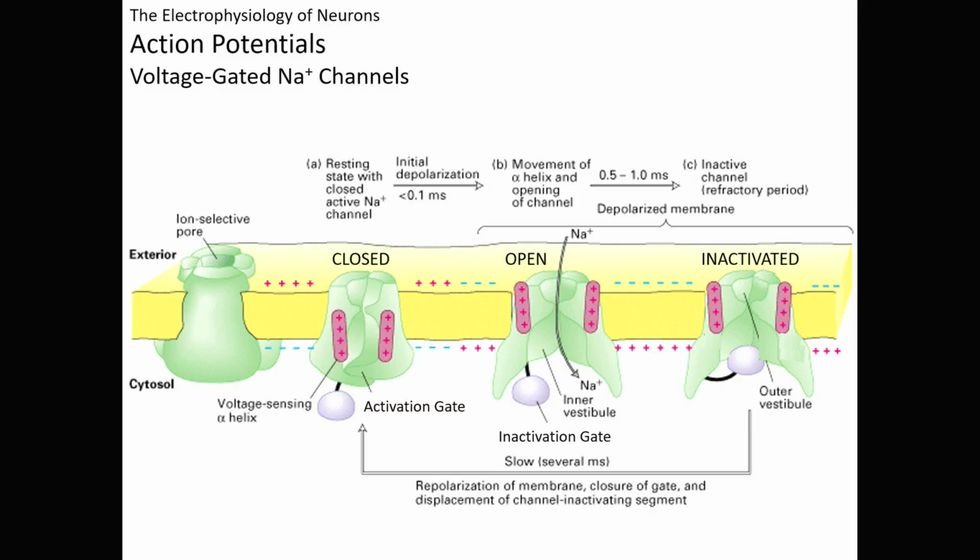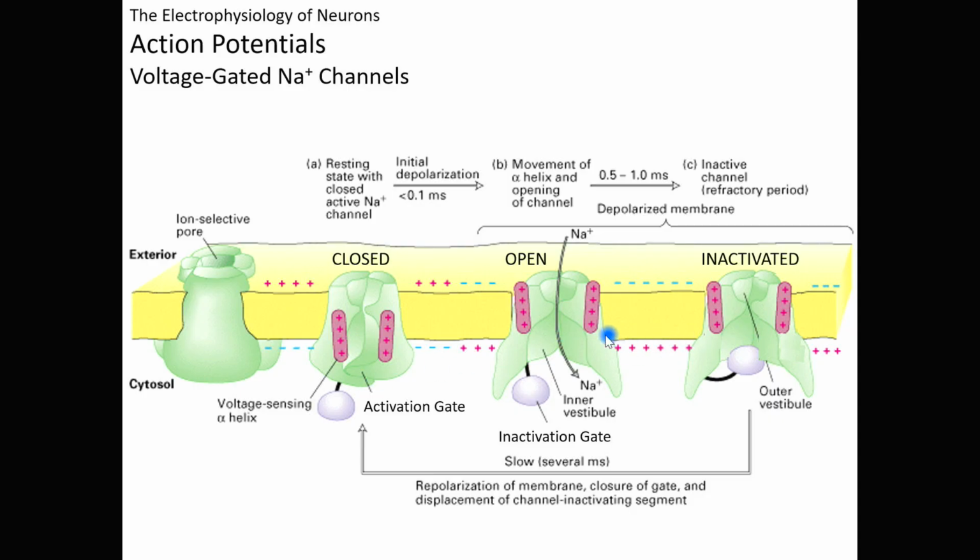And so the only way for us to open that inactivation gate and get out of this inactivation state is to go back to the closed state, which again required us to go back down below the threshold in order to allow those sensors to come back inward, to force the closing of the activation gates, and force the opening of the inactivation gates. So this is why we can't go from the inactivated state back to the open state.